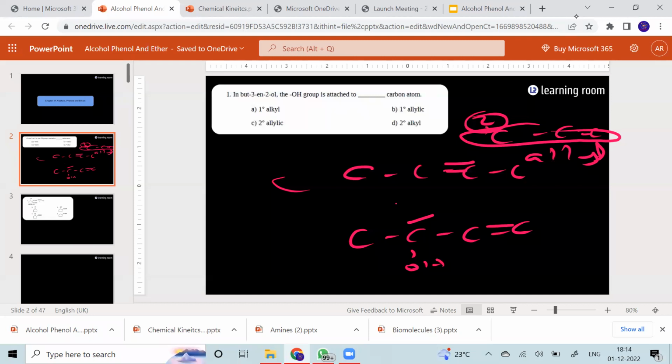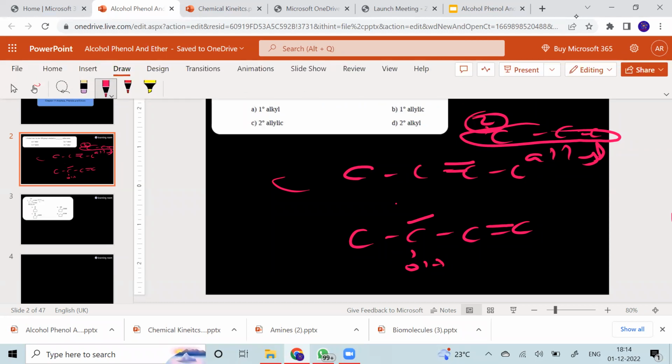Now we know what is primary, secondary, tertiary. Primary is that particular carbon attached to how many other carbon atoms? Here you see that this particular carbon atom is attached to this one as well as this one. So it is going to be a secondary carbon atom. So it is going to be secondary allylic, which should be the answer to this question.